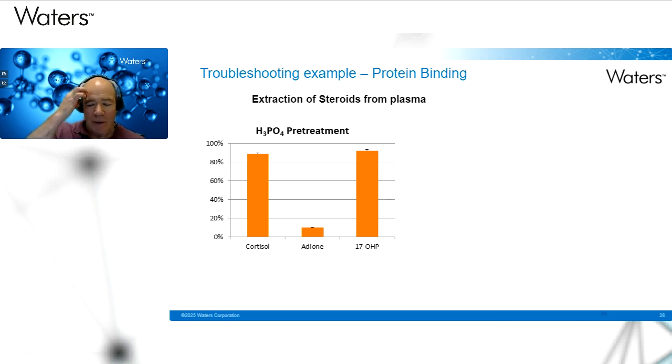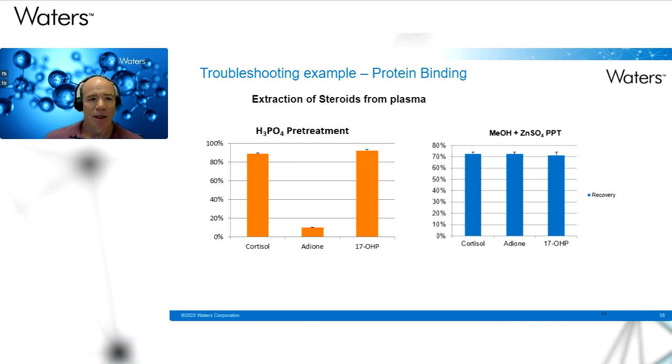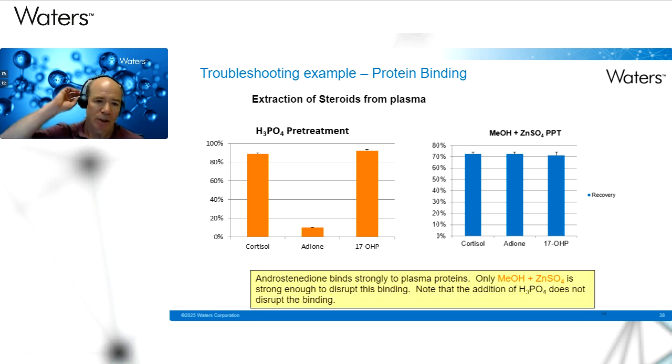What are some of the consequences if we don't do this properly? Well, here we see a couple of figures where we're extracting steroids from plasma. On the left, we've just used a simple pretreatment with phosphoric acid. On the right, we've actually treated with methanol and zinc sulfate. And you can see cortisol and 17-hydroxyprogesterone are well recovered, but androstenedione really requires that protein disruption from that combination to get it out of solution and get an efficient extraction. Otherwise, we're only pulling out about 10% of it.